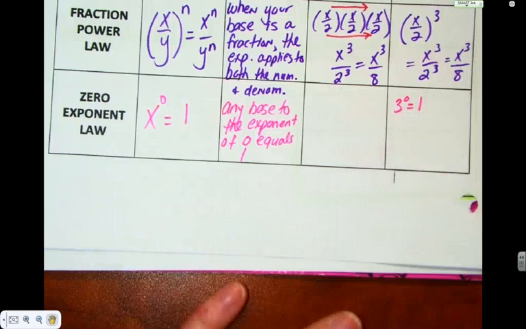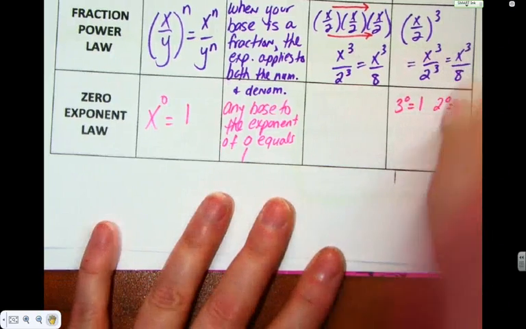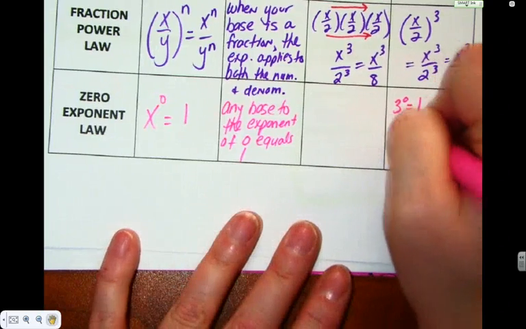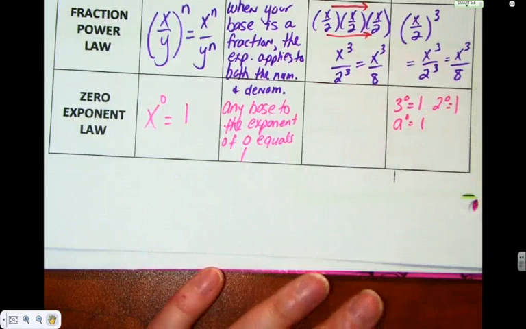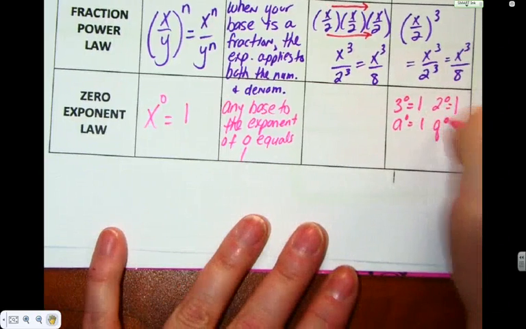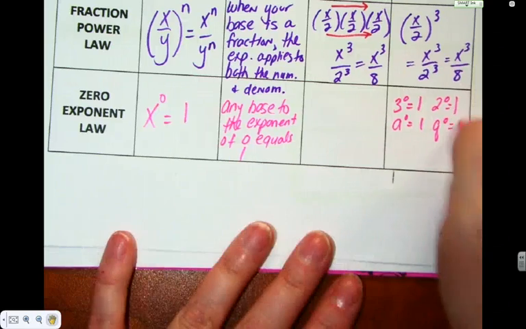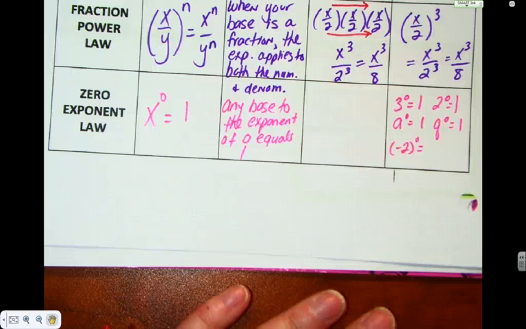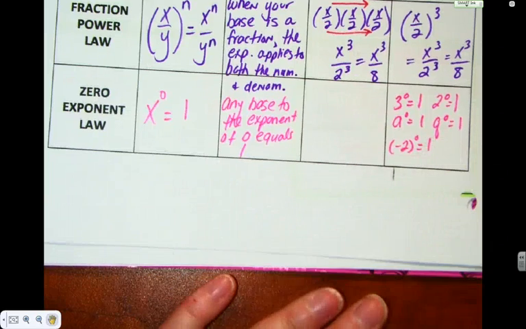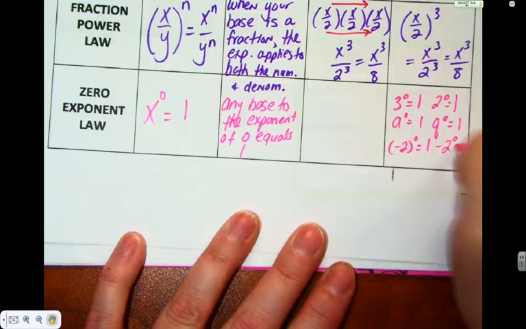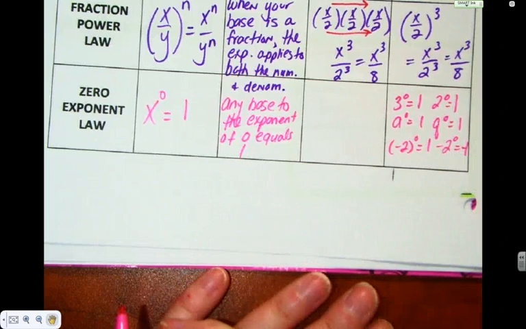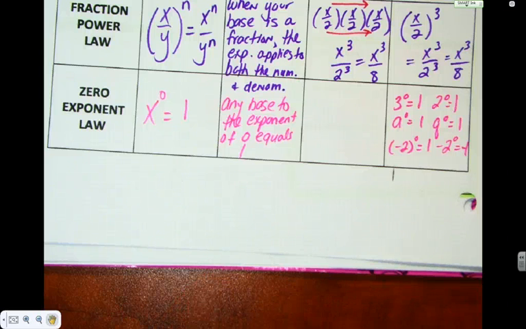1. 2 to the 0. 1. A to the 0. 1. Q to the 0. 1. Negative 2 in brackets to the 0. 1. Now be careful. Negative 2 to the 0 without brackets. Negative 1. Why is it negative? Because there's no brackets, and we talked about those negatives before with no brackets.